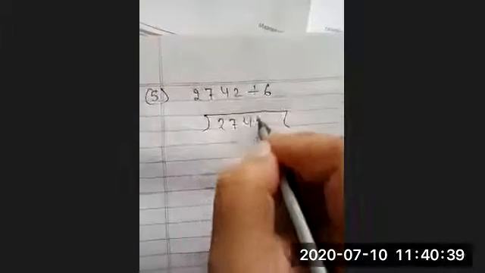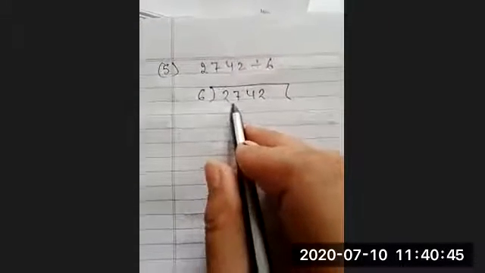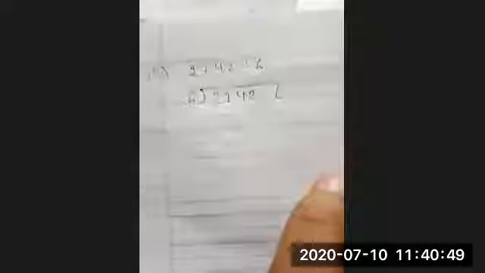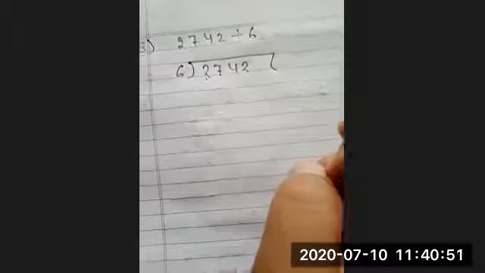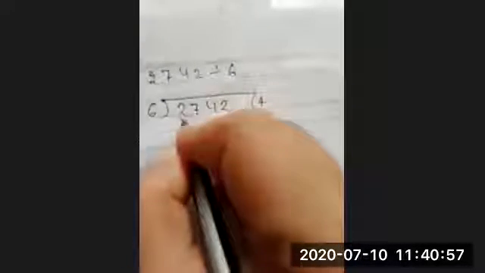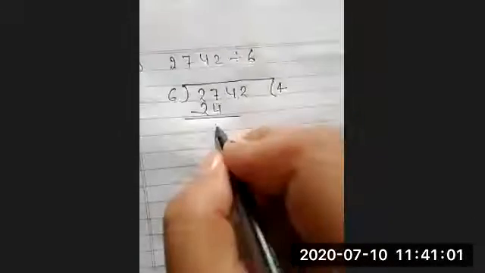2,742 is divided by 6. Now the dividend is 2,742 and the divisor is 6. Now 2 is less than 6, so we will take the 2-digit number, that is 27. Now 6 fives are 30. It is more than 27, so we will divide it by 4. 6 fours are 24. Now 7 minus 4 is 3.